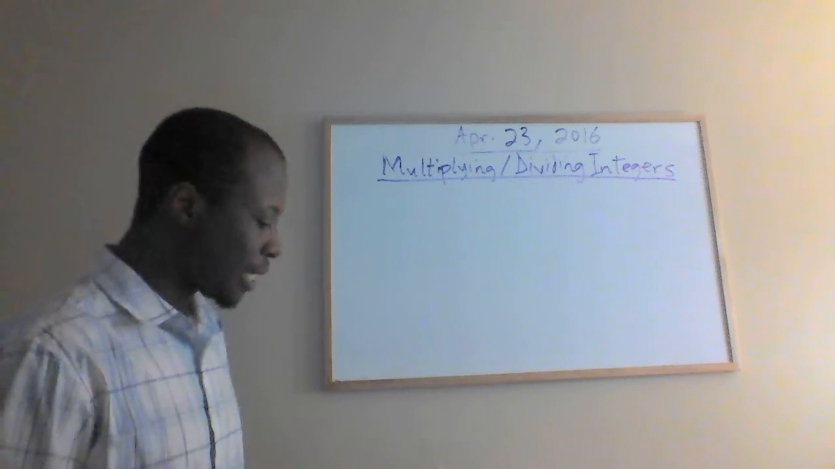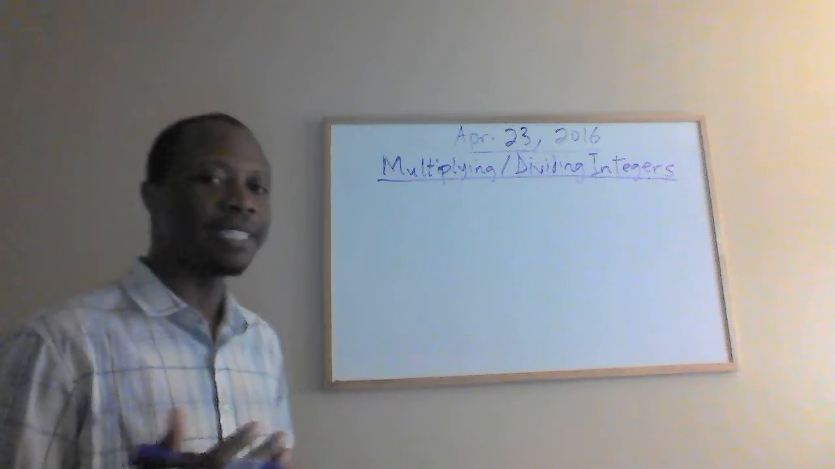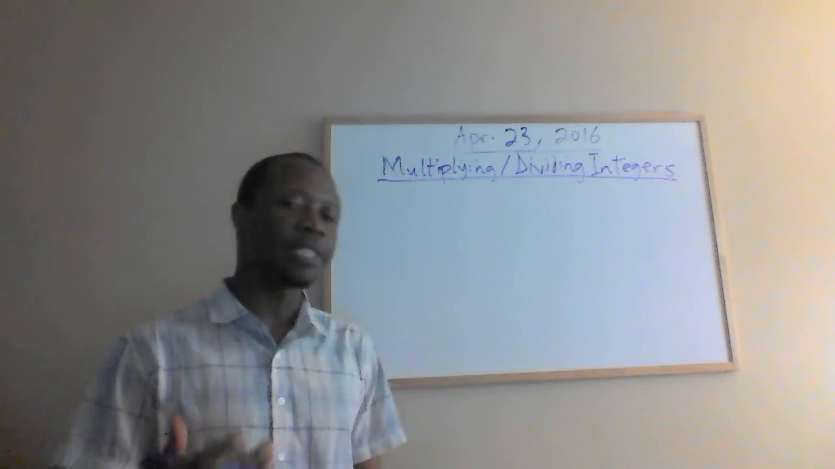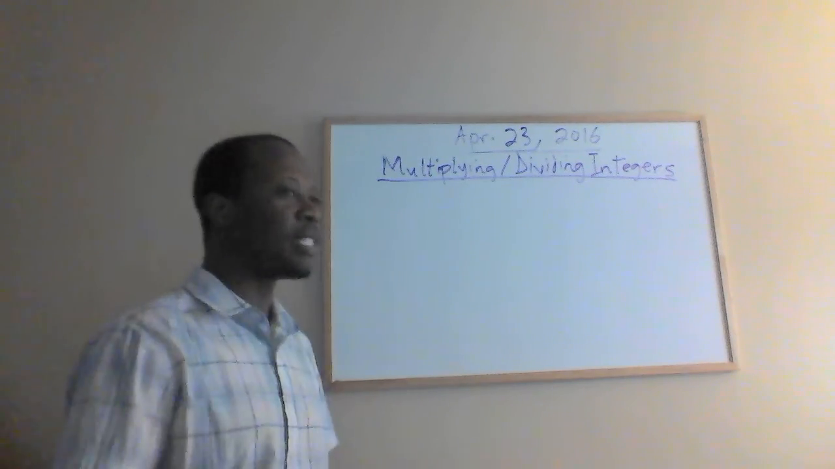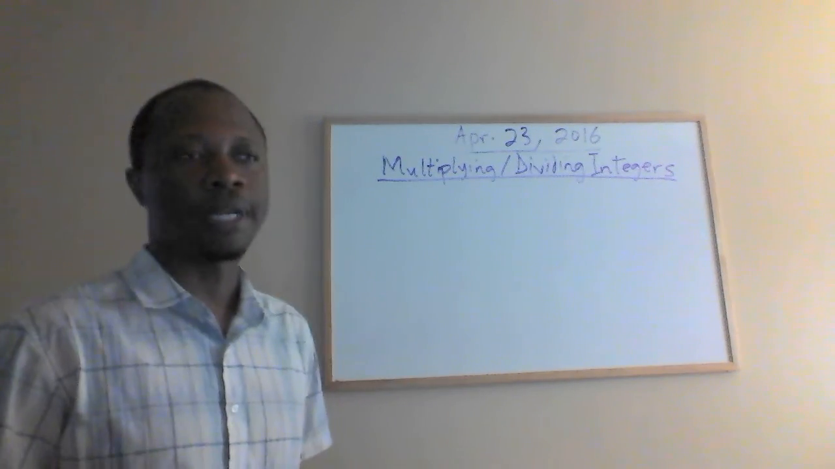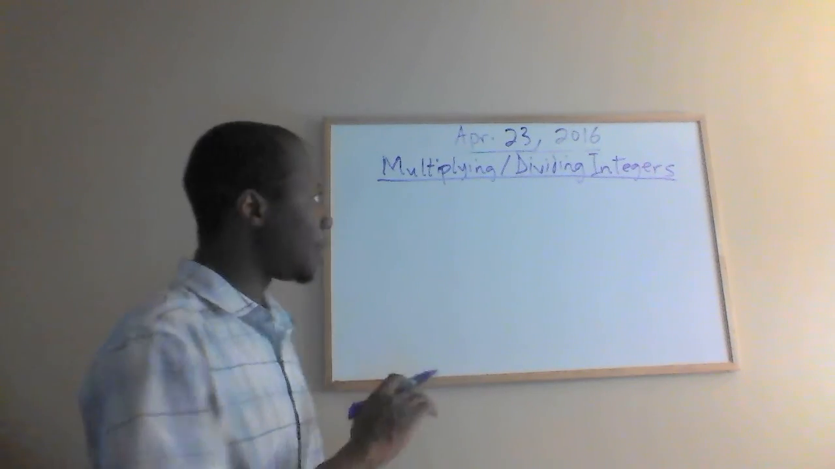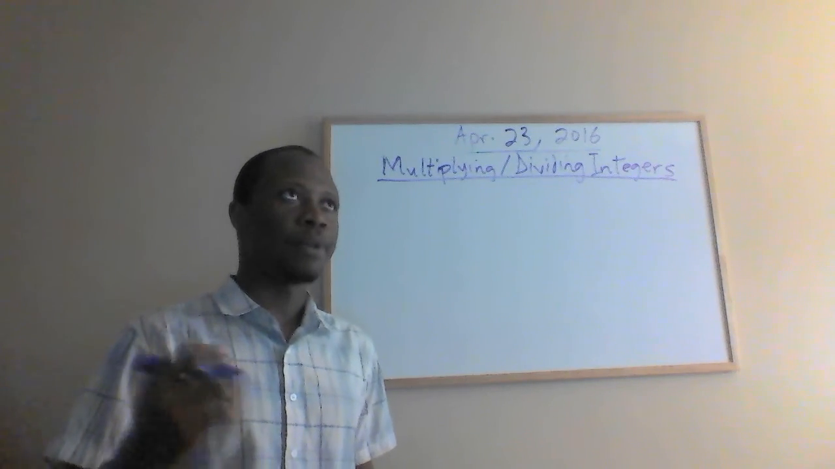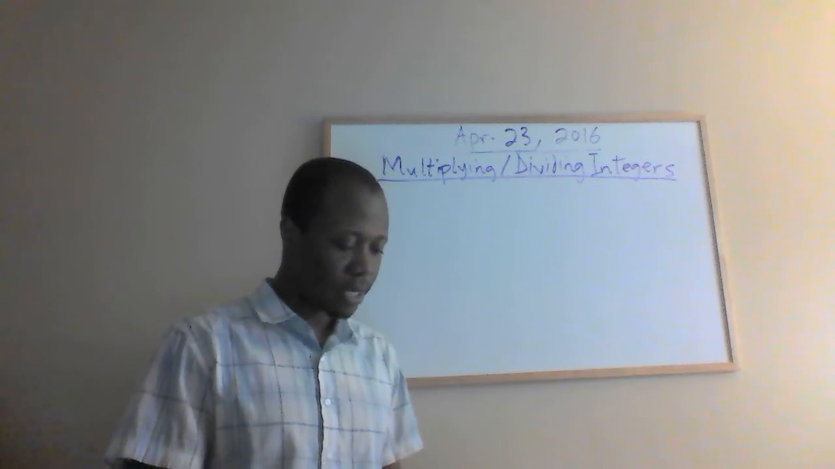So today we'll be working on multiplying and dividing integers. First of all, an integer is a positive number or a negative number. So examples are positive 7, negative 3, positive 10, negative 5, and so on and so forth. In order for us to be comfortable here, it's important for us to understand how to multiply and divide signs. So I'm going to go over that now.